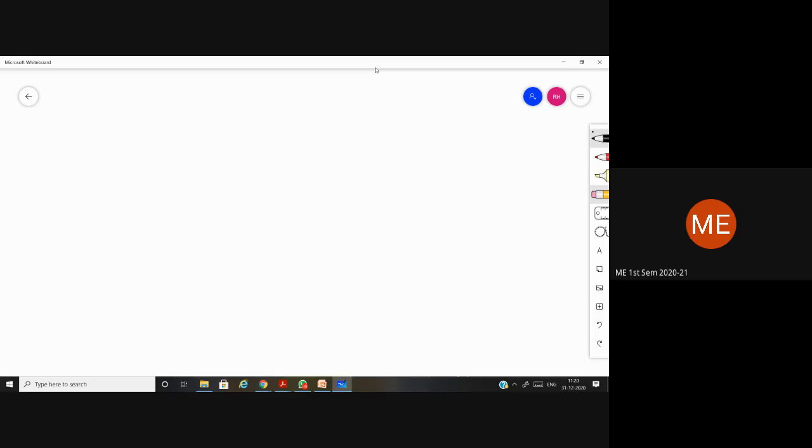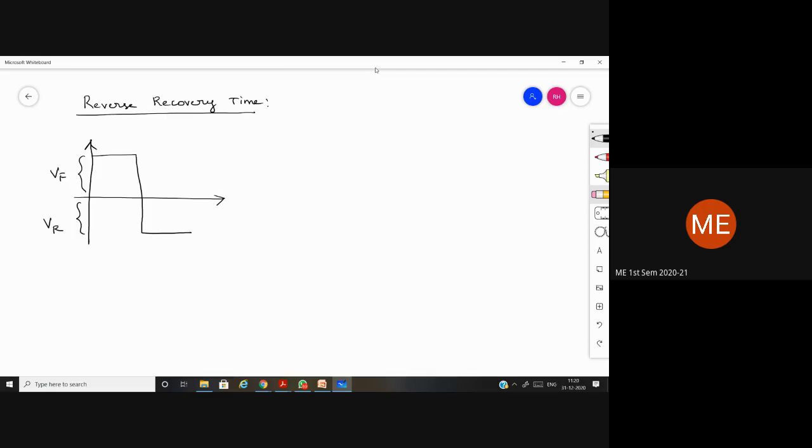After this, one more important topic we have is reverse recovery time. So what is this reverse recovery time? Let us understand it by using the graph. By using the waveforms, we'll try to understand. So this is considered to be the forward voltage. This is considered to be the reverse voltage.